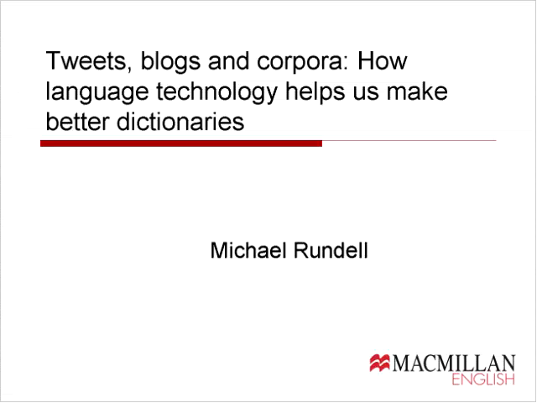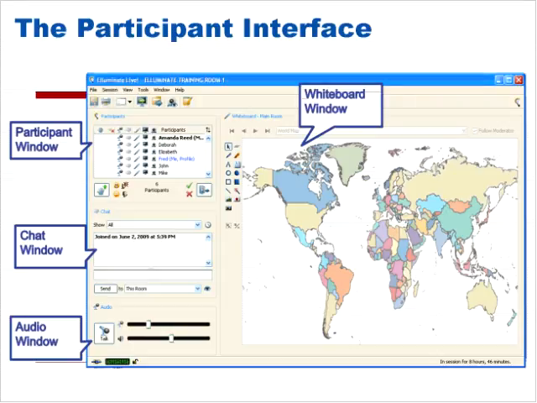So just for those of you who haven't used Illuminate before, this is the participant interface. On the top left you'll see a list of everybody who's in the session. On the left hand side you'll see the chat window, and you can chat to us and to anybody else in the session here. And on the right hand side you'll see the whiteboard window.